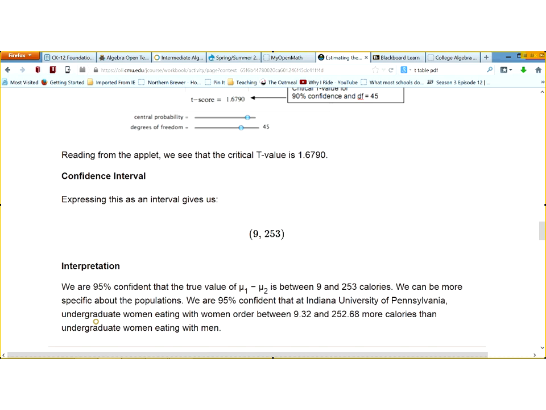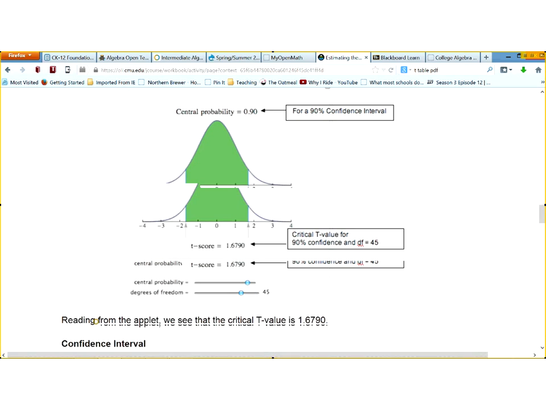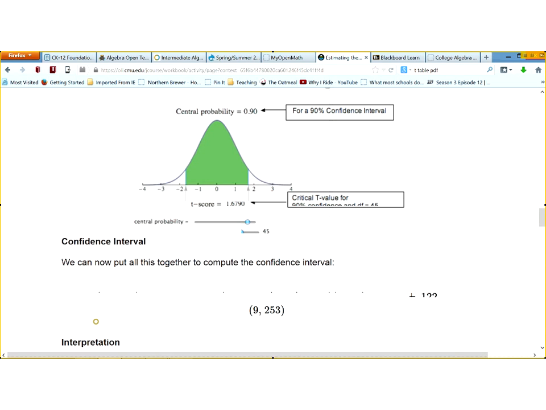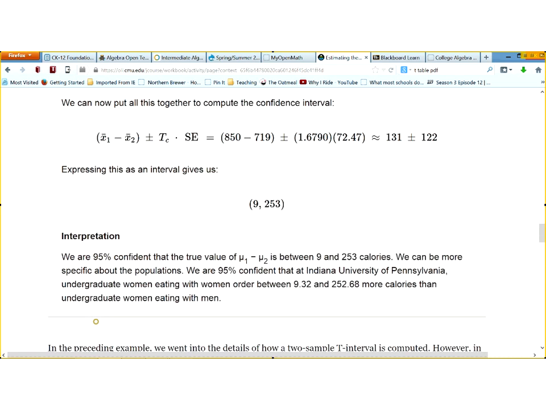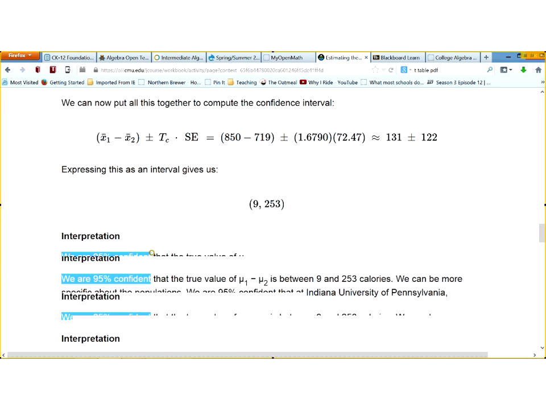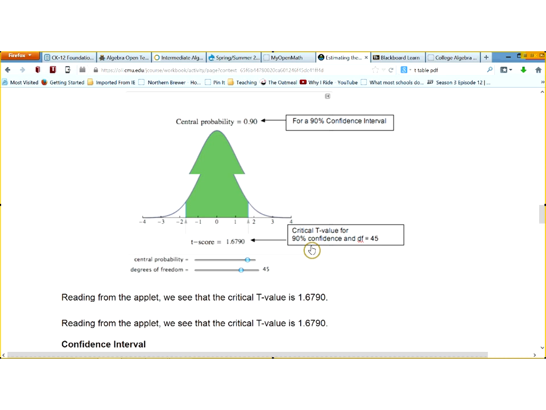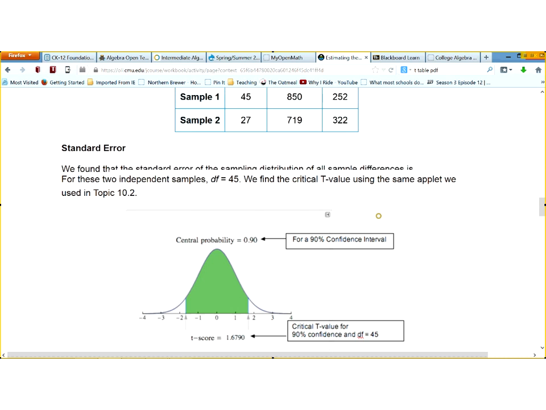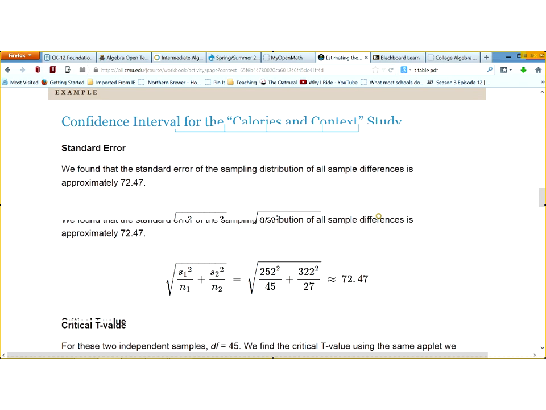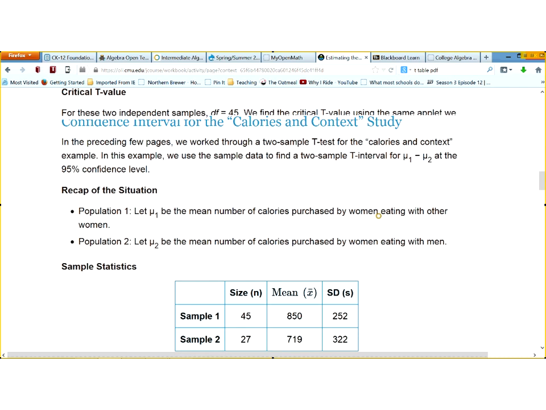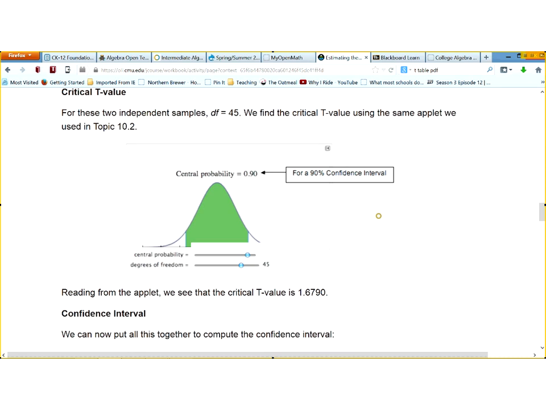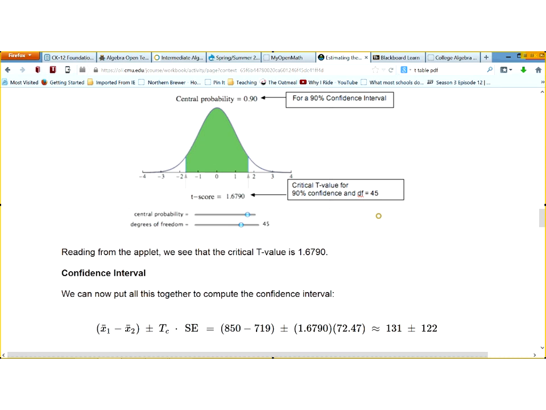And then they do a 90% confidence interval, which does not include the 0. Then they said 95%, so that's an error there. They say we are 95% confident here, but up here it says 90% confidence interval. So they do the data for a 90% confidence interval, so that's a little bit of a mistake.